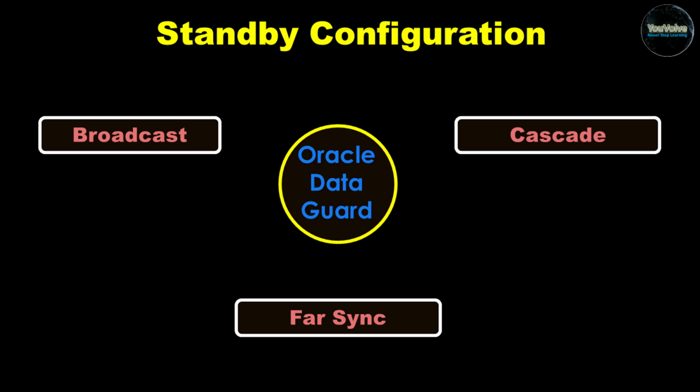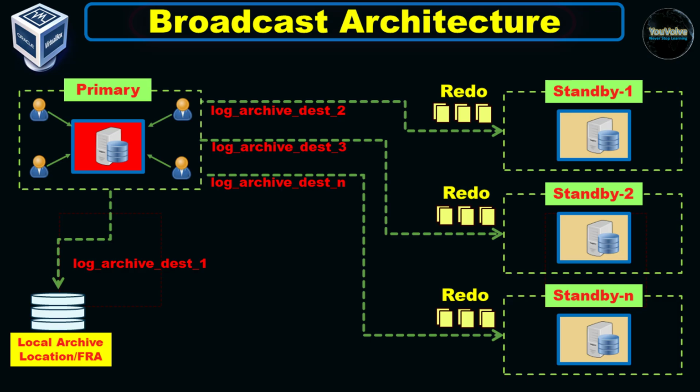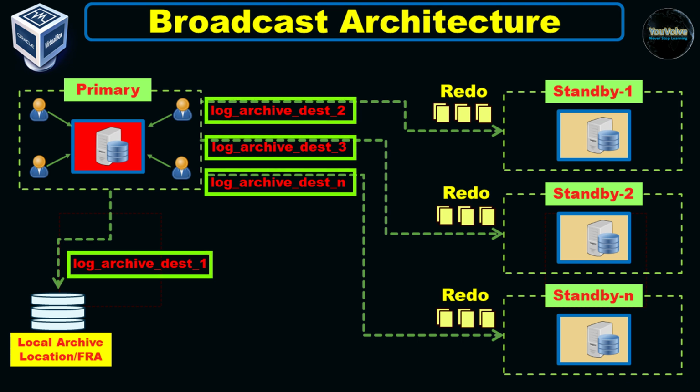Now let's understand what these different standby configurations called broadcast, cascade and parsing are, and their benefits. Broadcast. This is the simplest configuration of the standby that is implemented by default, when the primary sends the redo data to one or multiple standby destinations based on the parameters log_archive_dest_1, 2, etc.